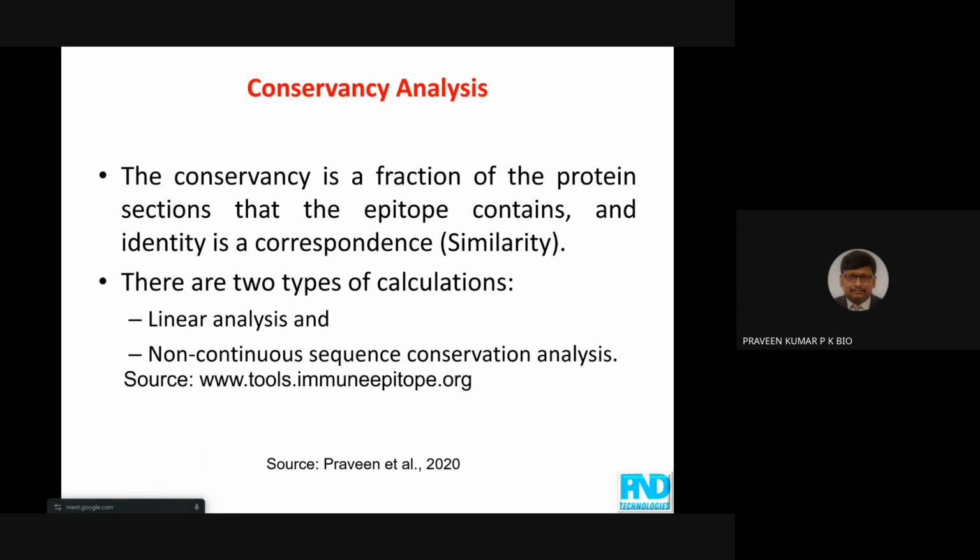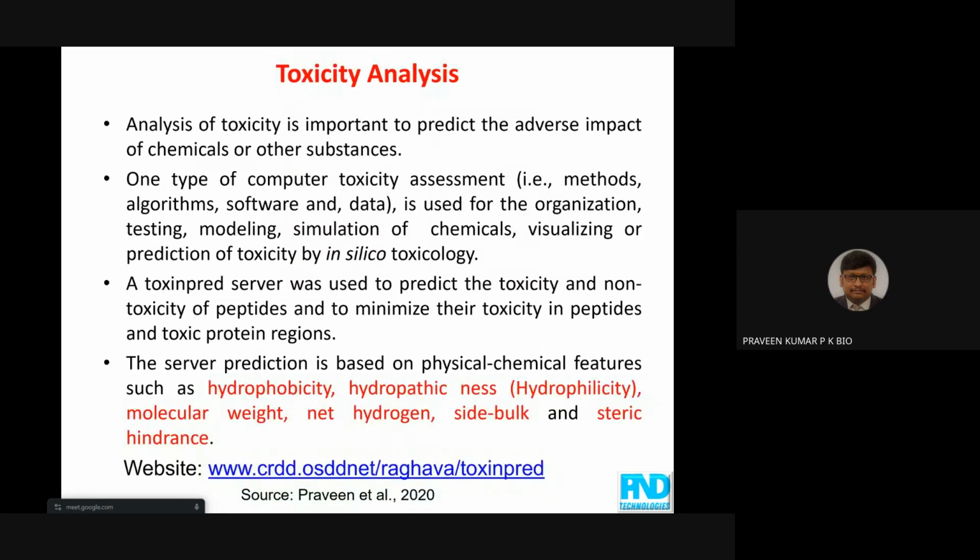Conservancy analysis. The conservancy is the fraction of the protein sequences that the epitope is contained in, and identity is the correspondence. For predicting the conservancy, we can use the URL tools.immuneepitope.org. Through this, we are able to predict the conservancy.